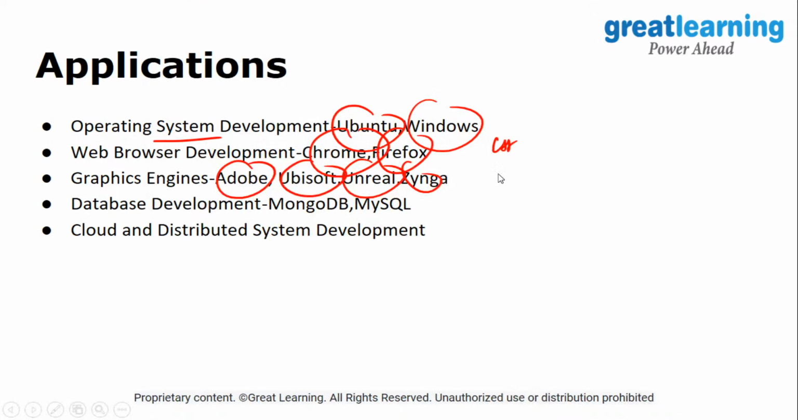So now we have these databases available, right? MongoDB, MySQL, all these are written in C++. We have cloud and distributed system development. Some part of it is also written in C++. Okay, cool. If you have any questions regarding this, then we will shift ahead. In the meantime, if you have any questions, just post them in the chat.